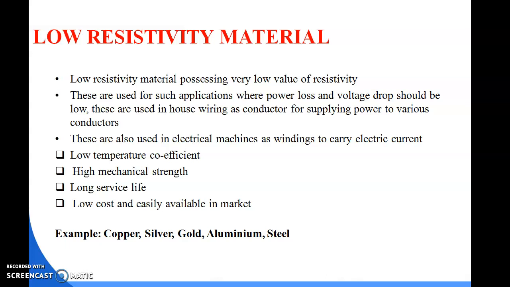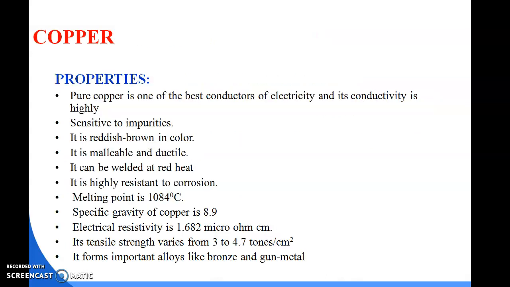So, coming to the point, what is copper? What are the properties of copper? Pure copper is one of the best conductors of electricity. Its conductivity is high, and it is sensitive to impurities. It is reddish brown in color. It is malleable and ductile.